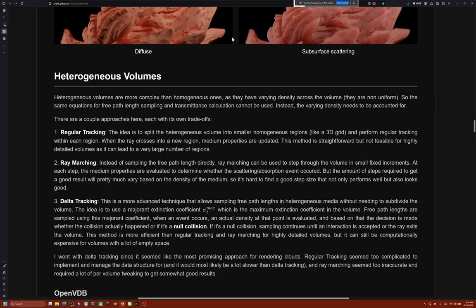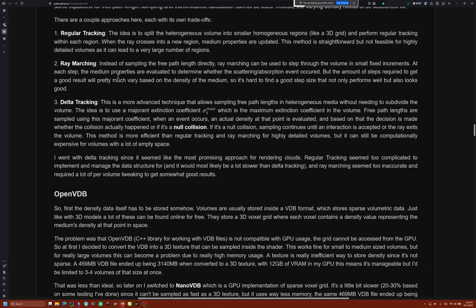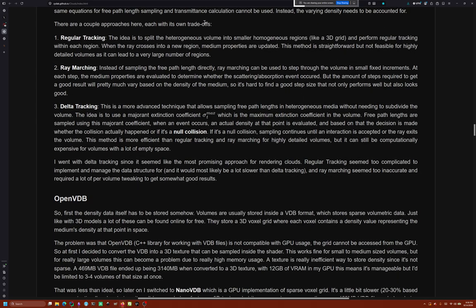Okay. So heterogeneous volumes are more complex than homogeneous ones. They can have varying density across the volume. The contents are not uniform. So the same equations for free path length sampling and transmittance cannot be used. Instead, varying density needs to be accounted for. So there's a couple of different approaches.